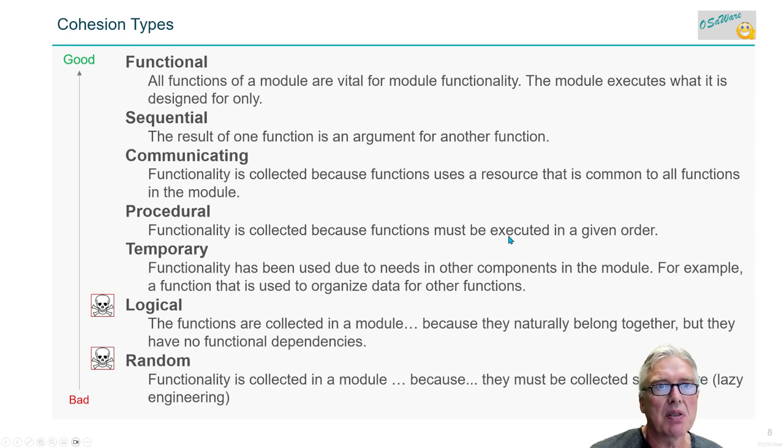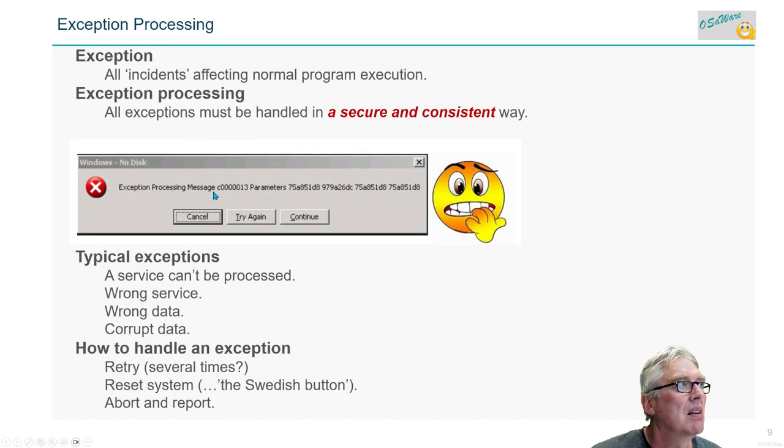If you make a sequence, for instance, with more components in a sequence, they should probably be collected because they need to be executed. Also temporary. And then we have this logical. They are connected, they naturally belong together, but they have no functional dependence, and you randomly collect them just because you have to store this or collect it somewhere, and it's just a mess in there. And that's what you call lazy engineering, and don't do that.